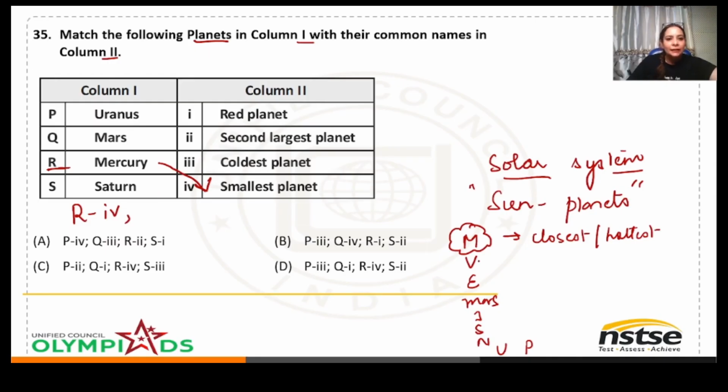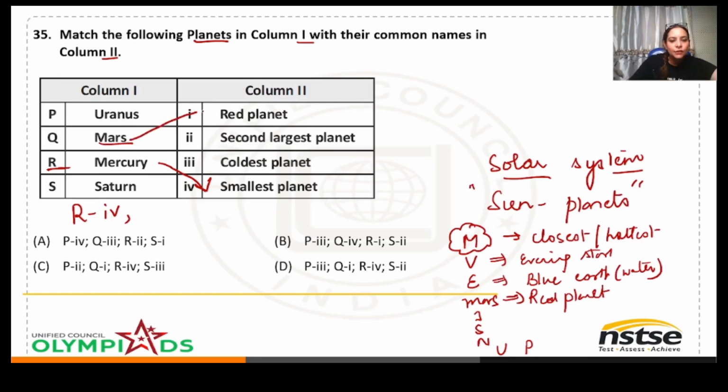Okay. Then comes Venus. Venus is called an evening star. The most common characteristic is that it's an evening star. Earth, we know, is a blue planet because all over it is covered with water. Okay, Mars. We have Mars also here. So Mars is called a red planet because its surface is covered with iron oxide. So Q matches with 1. So we have got another matching also.